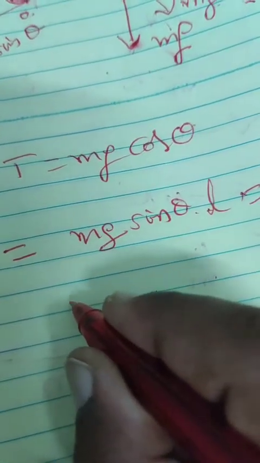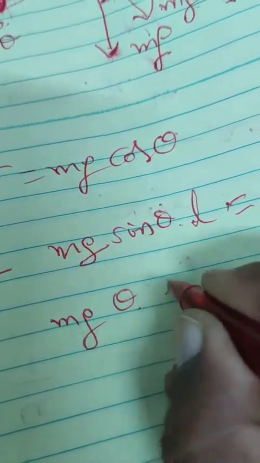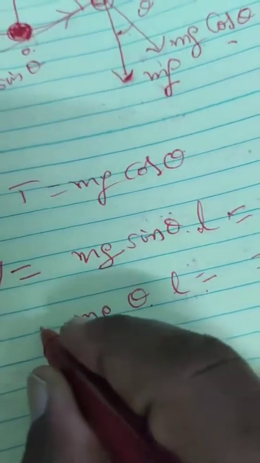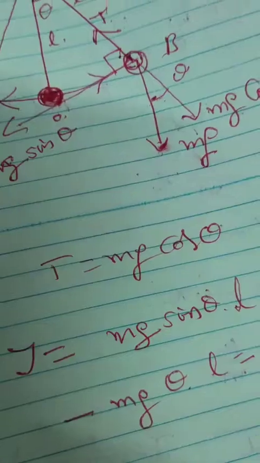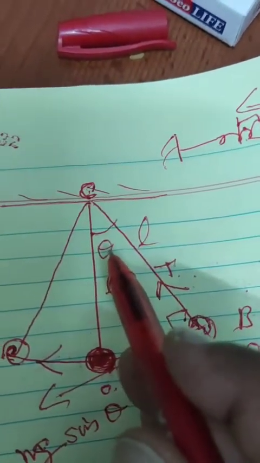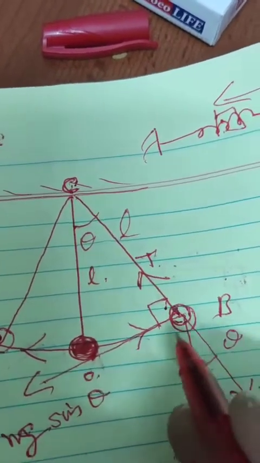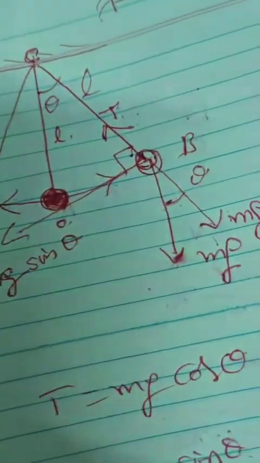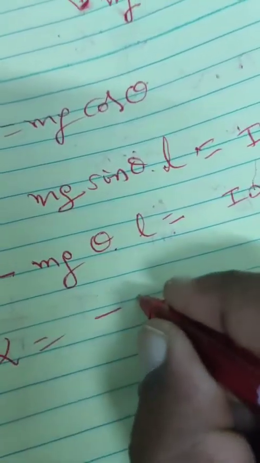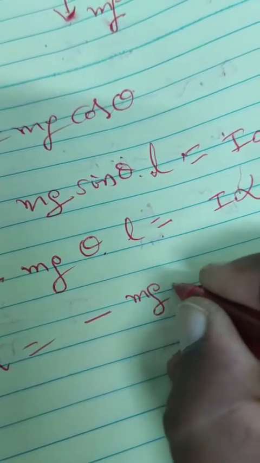Then we can write mg theta L is equal to I alpha. And also I want to put a minus here. Why minus? Because due to torque, when it is coming back like this, the angle theta is decreasing. So because of torque, the angle is decreasing, to show that we put a minus. So if you put minus on one side, then alpha will be equal to how much? Minus mg L theta divided by I.